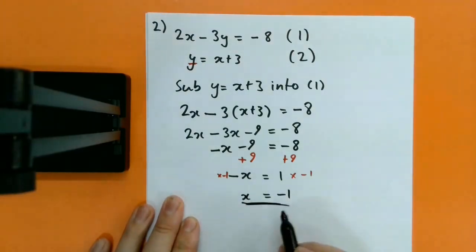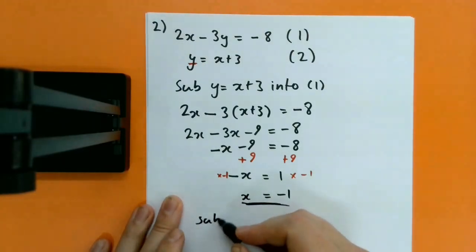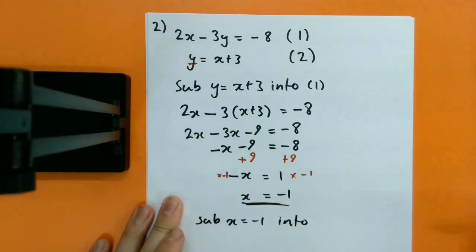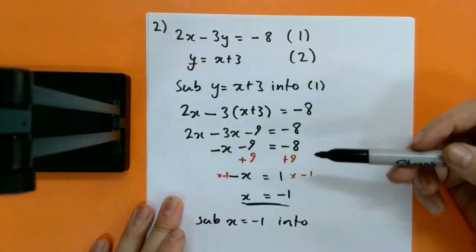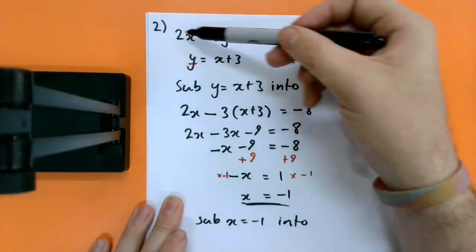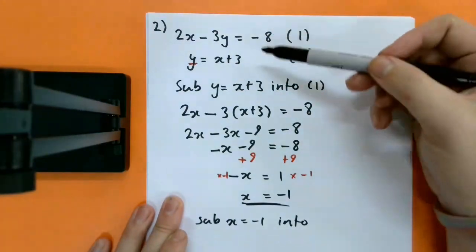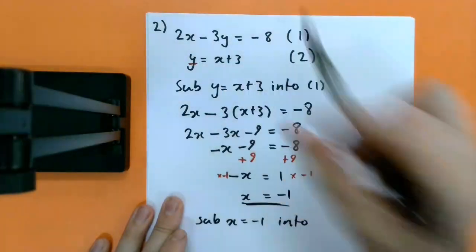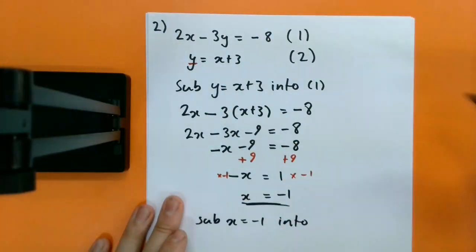So what we're going to do now is sub x equals negative 1 back into one of our equations. We're going to try and make our work a little bit less. Rather than subbing it into this equation where we have to do a lot of working out, if we sub it into the second equation with y already equal to something, we just have to evaluate the right-hand side, and we're already at our answer.